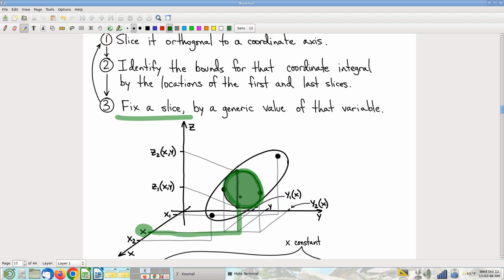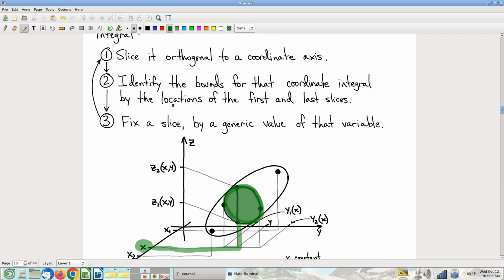But we need to understand not the total ranges of values of y and z. We need to know how y and z range per each x slice. So we fix an x slice. All of our attention now will be focused on this one x slice going forward. Okay. And then, repeat. Right, so next step.